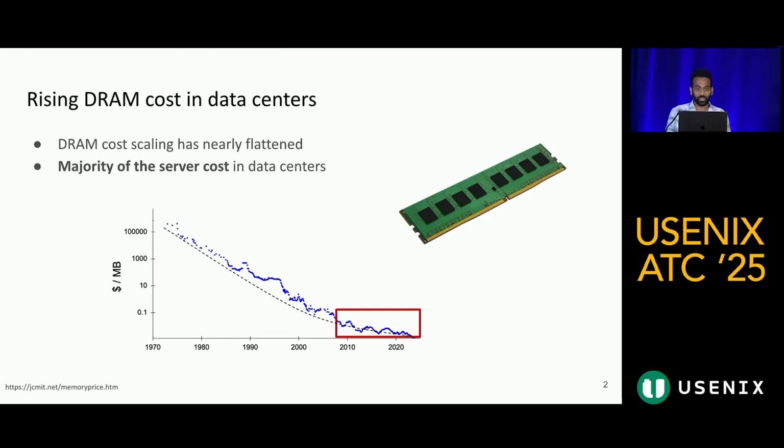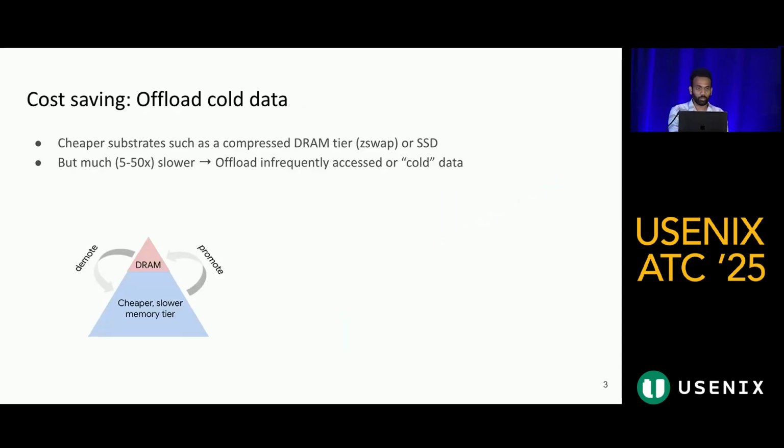DRAM cost scaling has nearly flattened in recent years, and more than half of the server's expense today is coming from, or is going to very soon come from, spending on DRAM. So given that, there have been many efforts to improve memory efficiency in data centers and alleviate some of these costs. The most prominent of which is to find any idle data that is sitting in memory and then offload it to other cheaper substrates like compressed DRAM tier, or SSD.